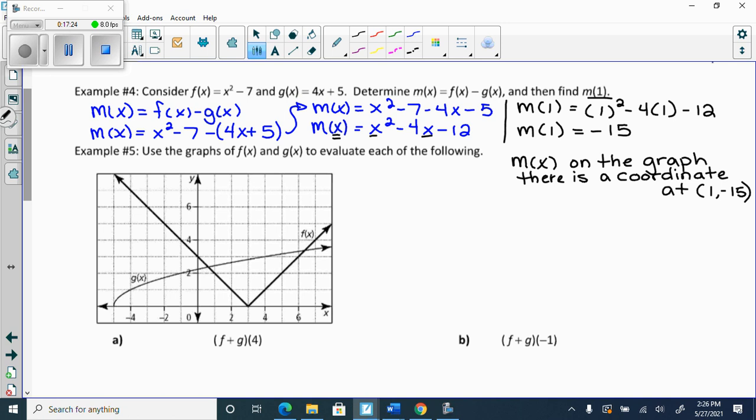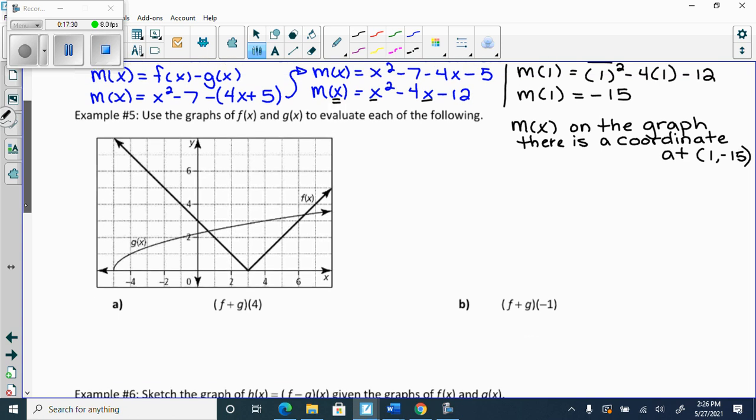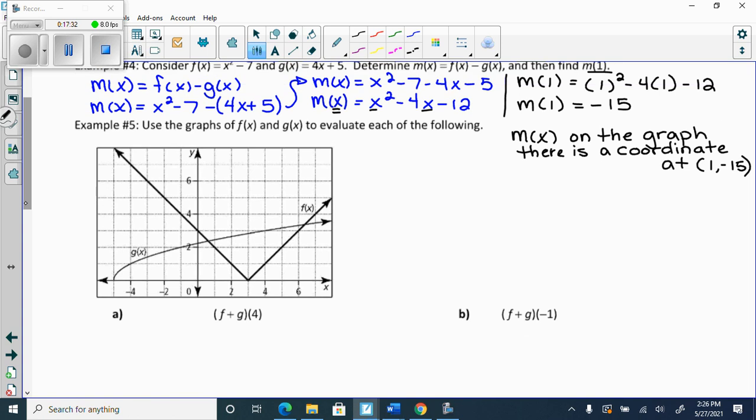So this here, f plus g of 4. Now I told you sometimes they'll write that really weird with the f plus g and the 4 out. But you need to rewrite it as f of 4 plus g of 4.